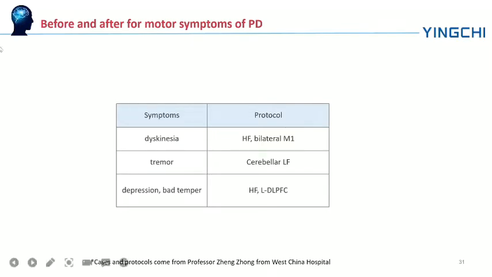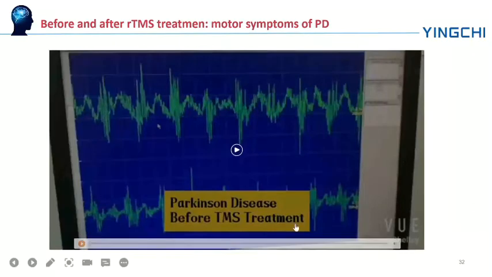For the dyskinesia, which is some problems in their motor function, Dr. Zheng Zhong has used high frequency over the bilateral M1. For tremor, he uses cerebellar low-frequency rTMS. And for depression and a bad temper, Dr. Zheng Zhong uses a high-frequency rTMS of the DLPFC. So let's see the results before and after TMS treatment.